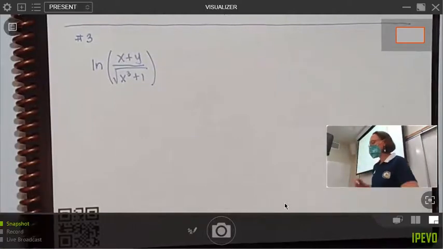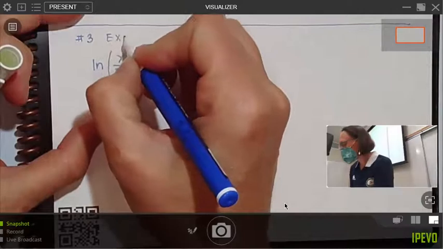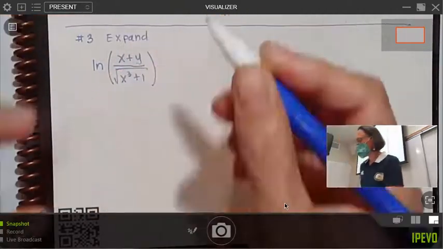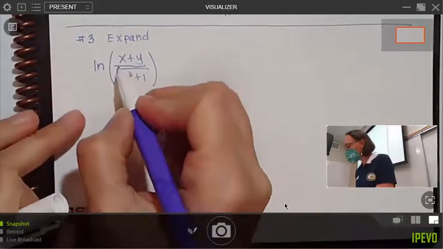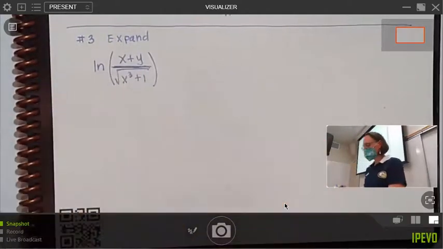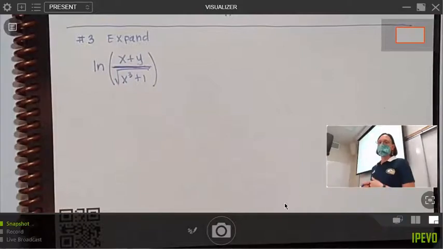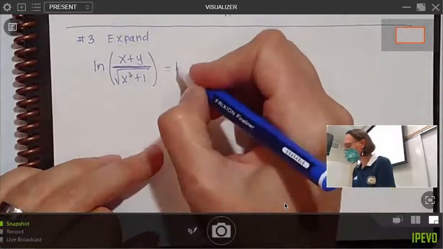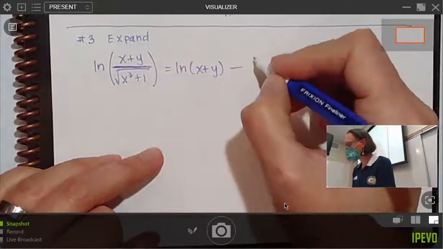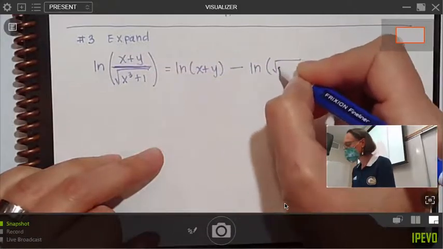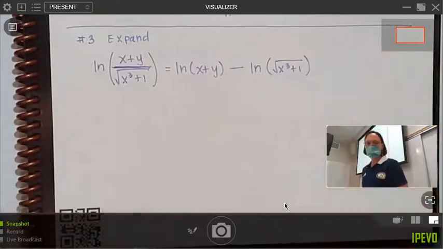So the instructions here are to expand this. So this is where we're using all of those properties of logs. When I take a step back on this whole thing, overall, I've got this big division thing happening. So when we spread that out, that's going to become ln of x plus y minus ln square root of x cubed plus 1.